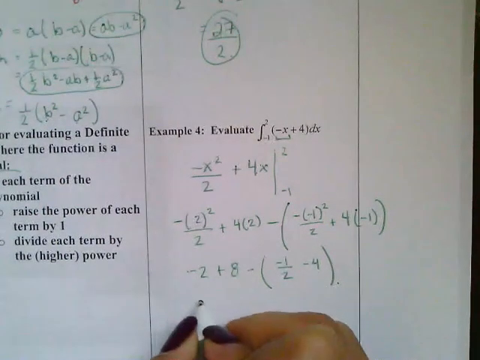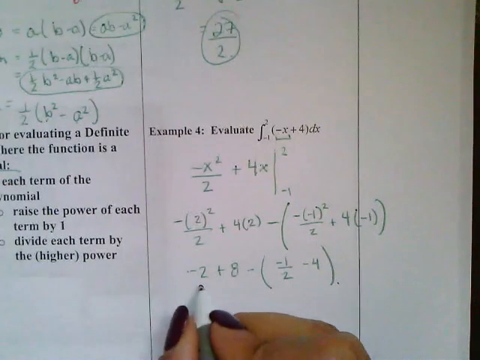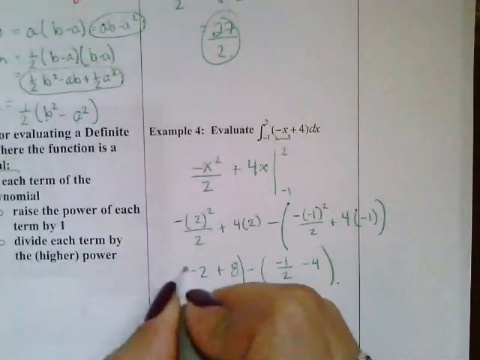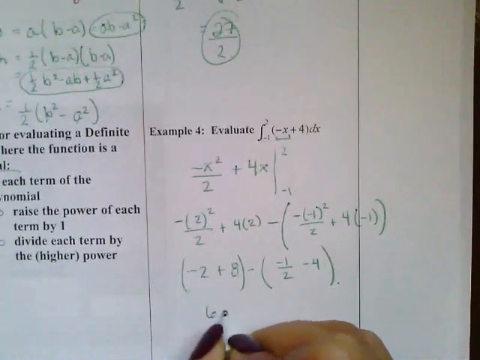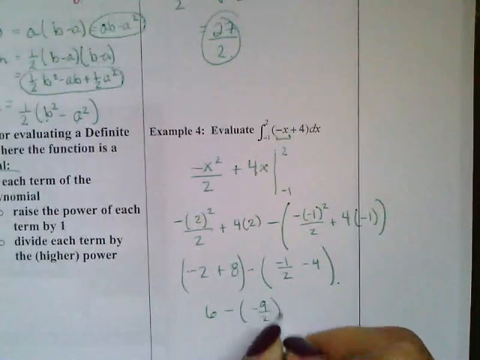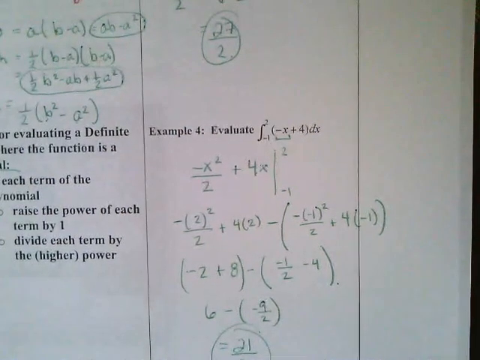Okay, keep going. So 2 plus 8, which is 10, minus negative 1/2 minus 4, which gives us negative 9/2. So you finish this off and you end up with 21 over 2.